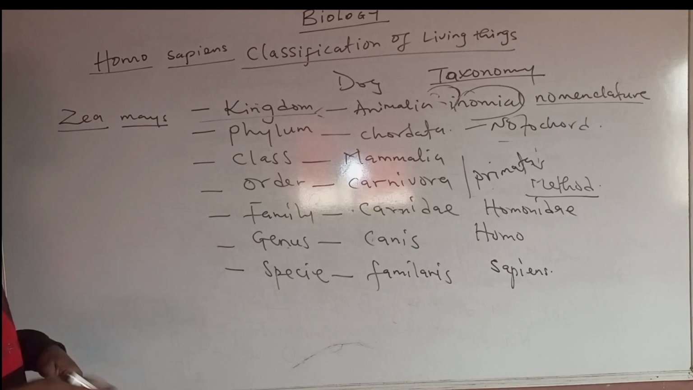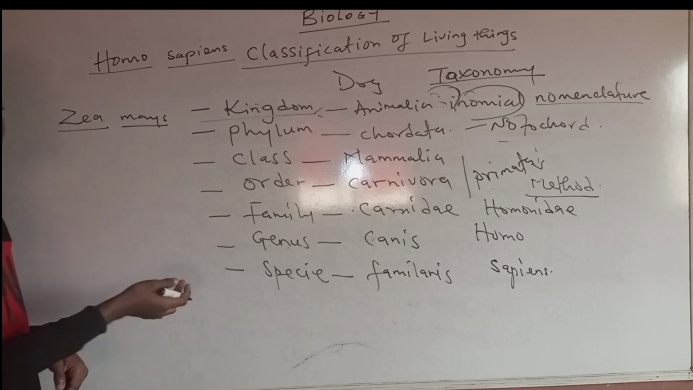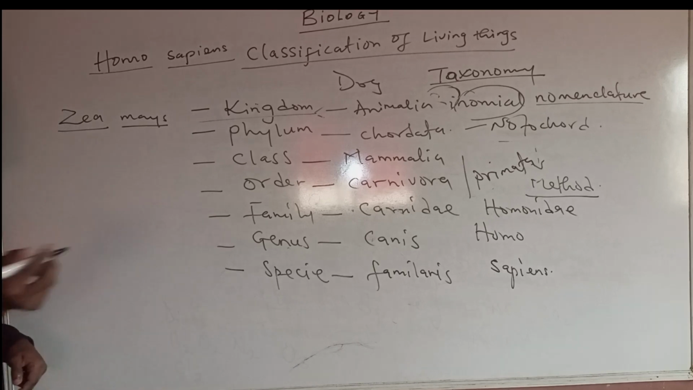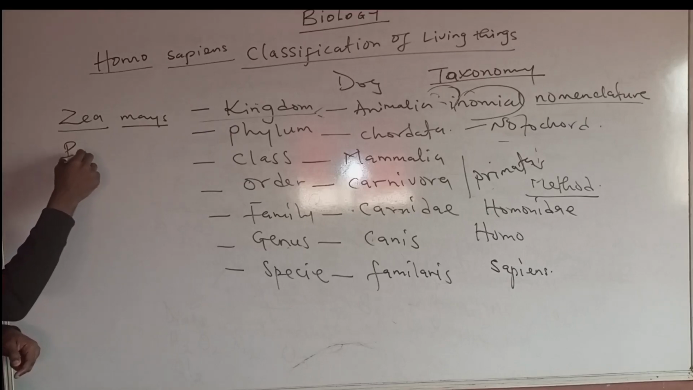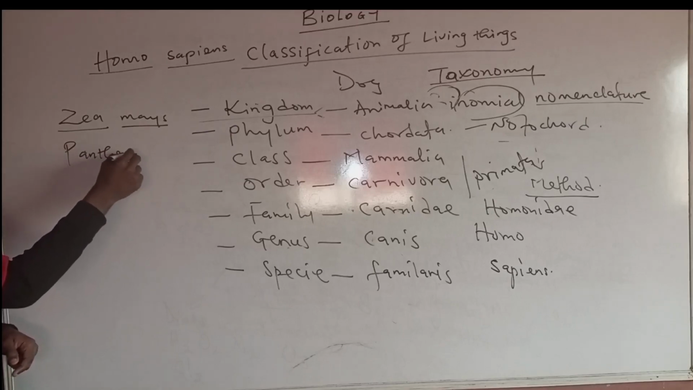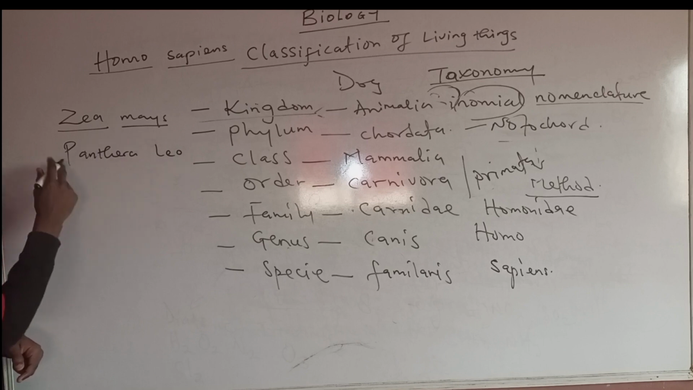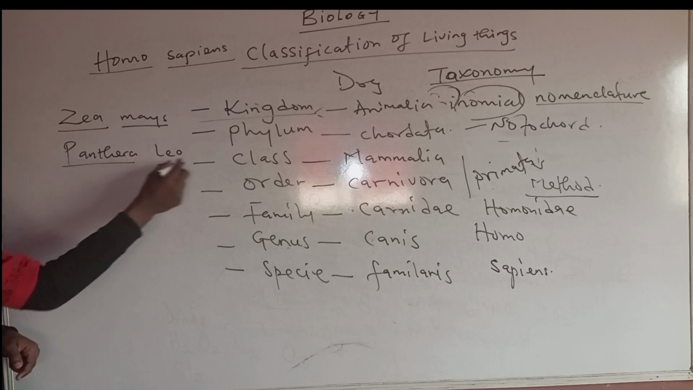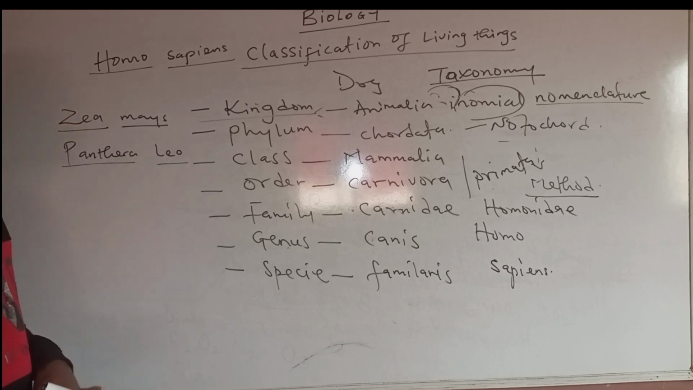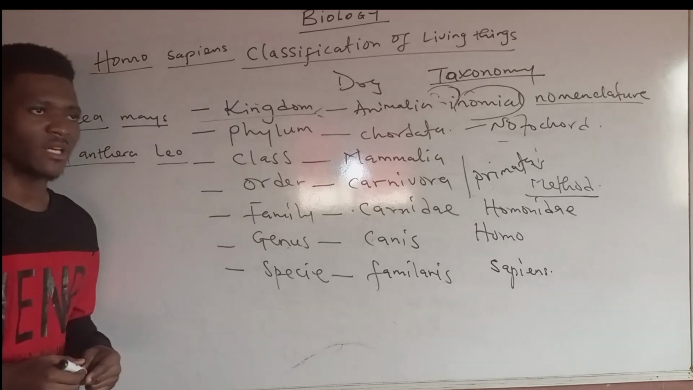Then you still have other organisms that you can represent, just like in the case of a lion. Lion is Panthera leo. So you see that I capitalized this one, and then all the rest are written in small letters. So that's that for that.